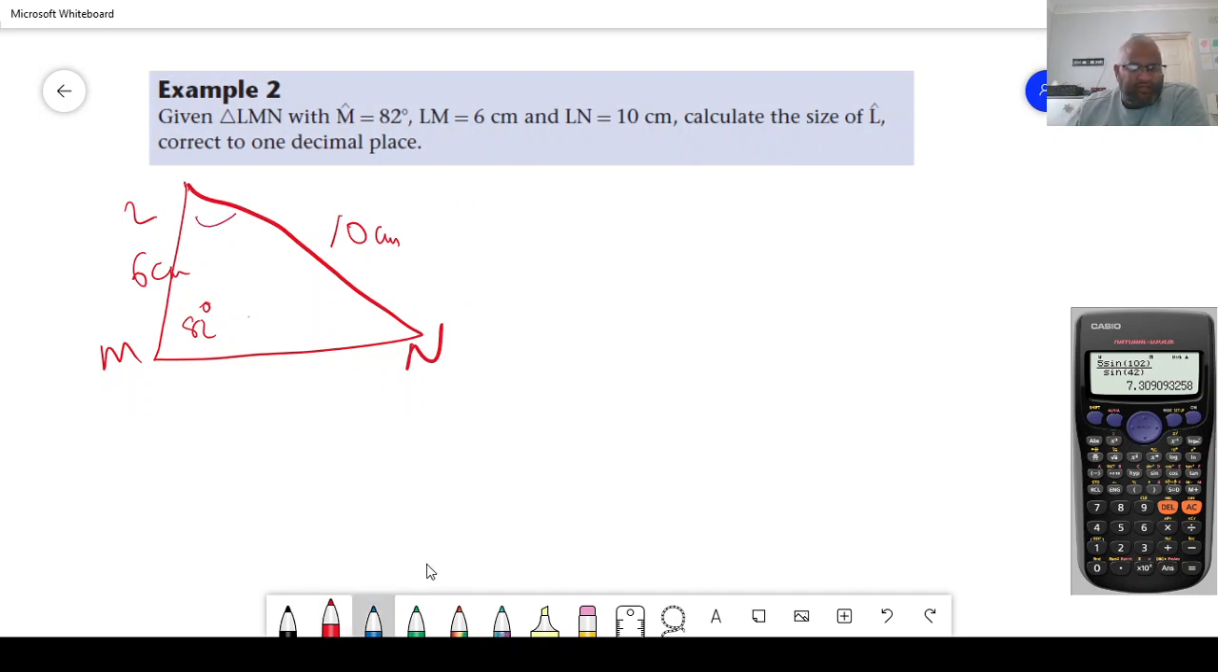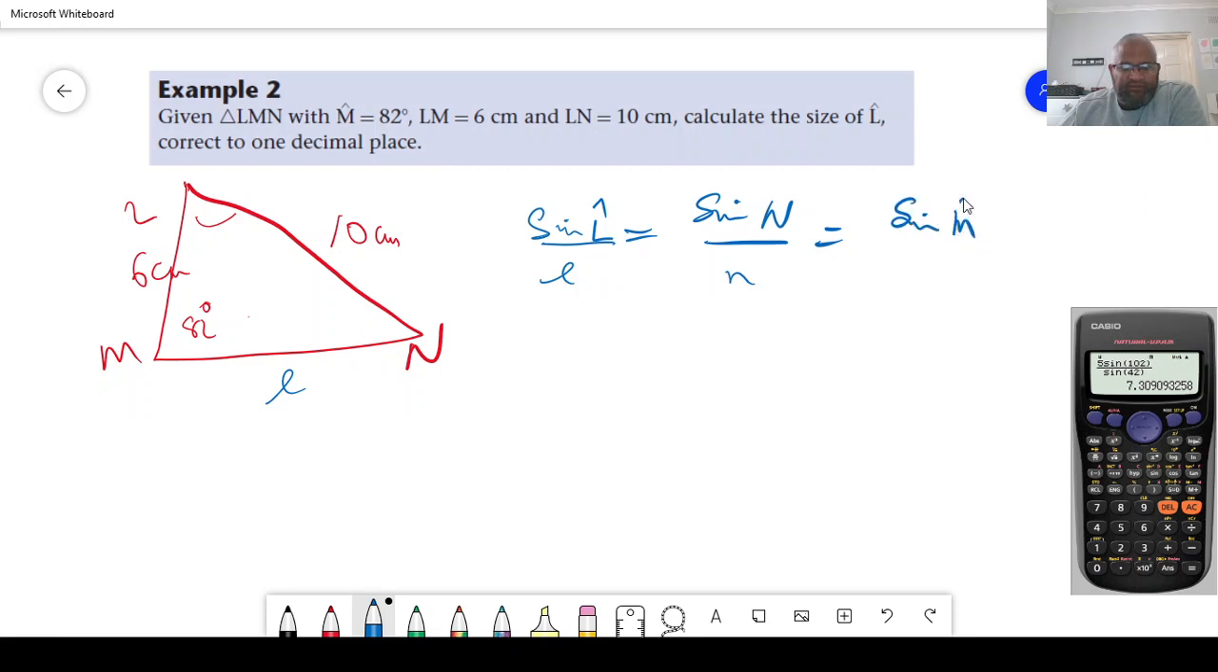So what we know at this point is that sine of angle L over L, remember, this is L, that is M, and this is N, so we've got sine L over lowercase l is equal to sine N over lowercase n is equal to sine angle M over lowercase m. Why did I go with sine over the length? Because I'm going to calculate an angle.